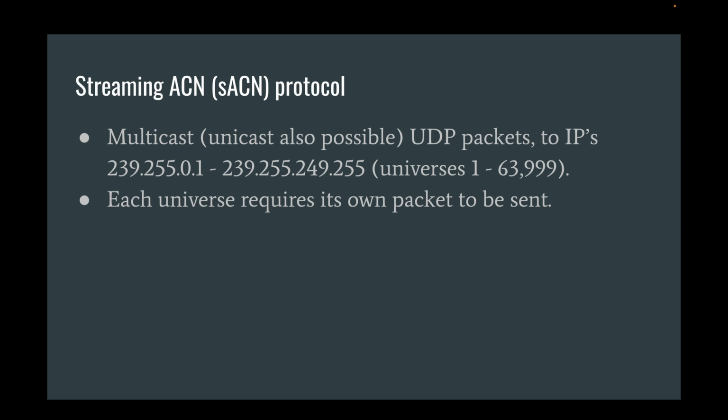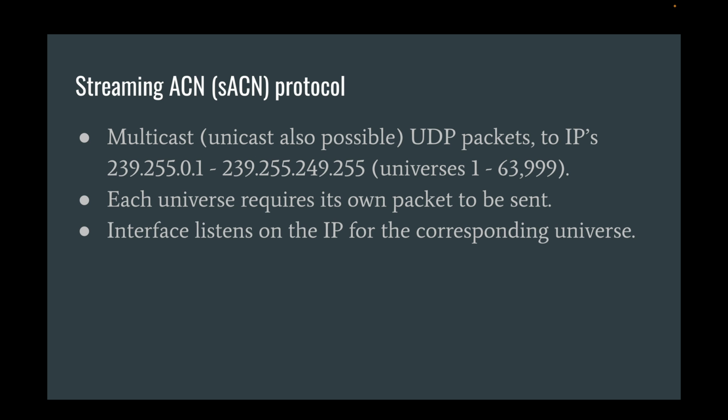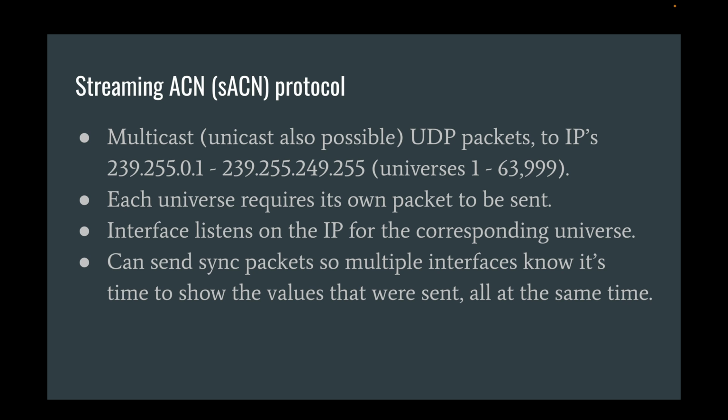Each universe requires its own packet to be sent. That probably goes without saying. So if I have a bunch of things on one universe and a bunch of other things on another universe, I need to keep track of those arrays of bytes in both of them and then send them every 40 times per second or whatever as they change. The interface listens on the IP for the corresponding universe. I said that. And then you can send sync packets so multiple interfaces know that it's time to show the values that were sent all at the same time.